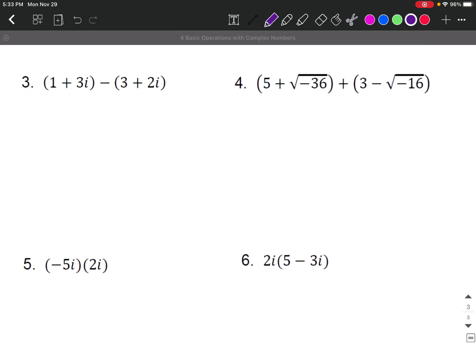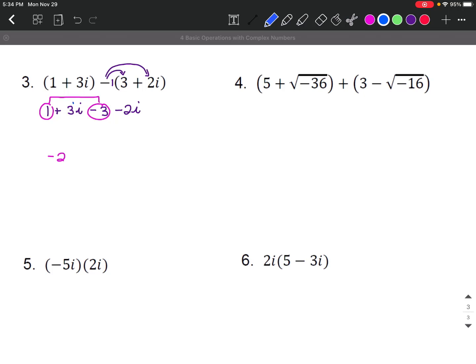So again, this is a subtraction problem. So I'm going to copy the first complex number. Now I need to distribute my negative. Negative 1 times 3 is negative 3. Negative 1 times 2i is negative 2i. Now we get to combine like terms. So my real parts, 1 minus 3. 1 minus 3 is negative 2.